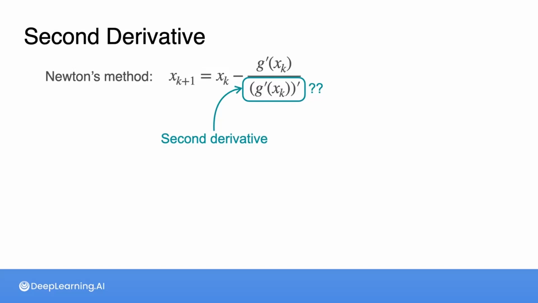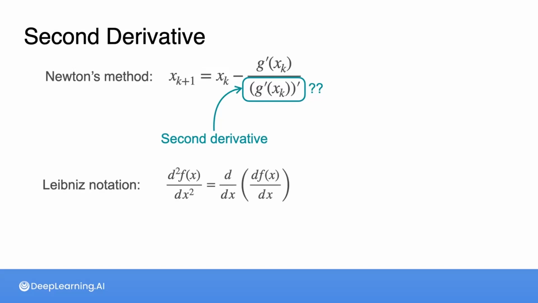It gives us a lot of information about the function. In Leibniz notation, that can be written as d squared f over dx squared, or as d by dx of d by dx of f. In Lagrange notation, it's much simpler. If f prime is the derivative, then the second derivative is f double prime of x.